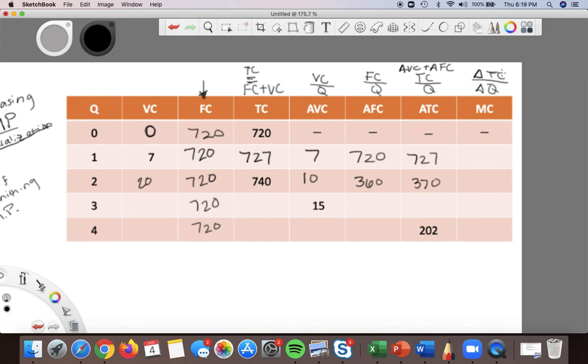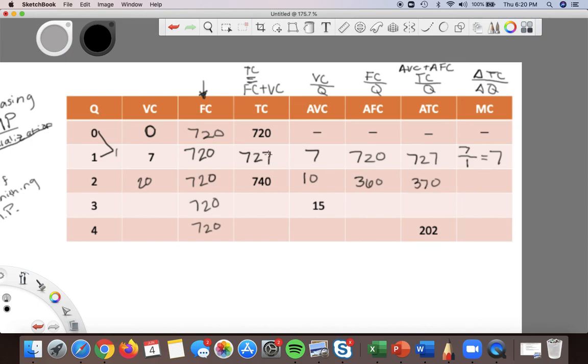Now, marginal cost is the change in total cost over the change in output. So here, going from 0 units of output to 1 unit of output, total cost went up by $7 because we went from $7.20 to $7.27. So my change in total cost is going to be 7. And we're going to divide that by the change in Q. So going from 0 to 1, that's a change of 1. So here this is 7 divided by 1, or just simply 7 is my marginal cost here. That's really the only tricky one for equation-wise.